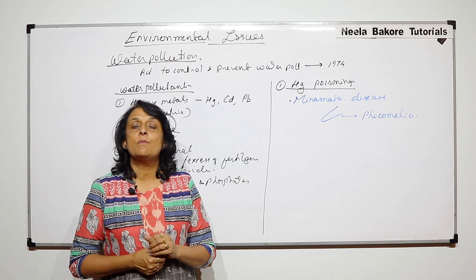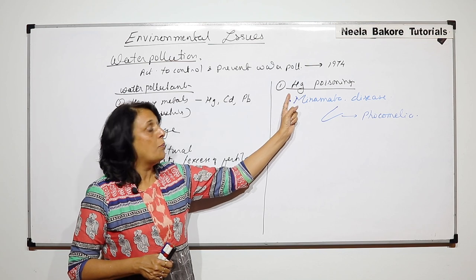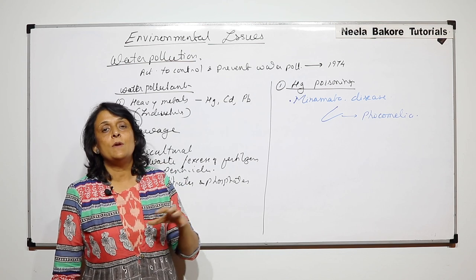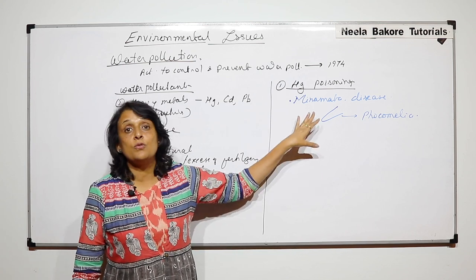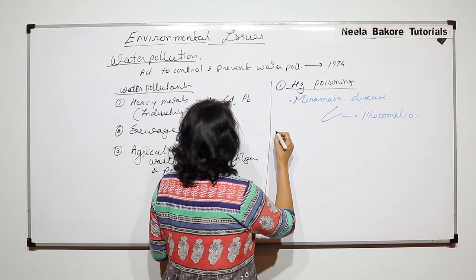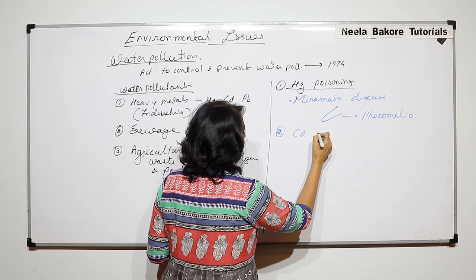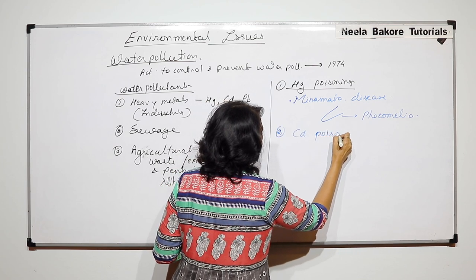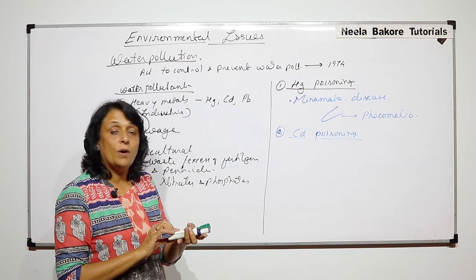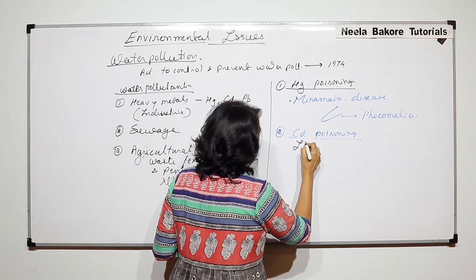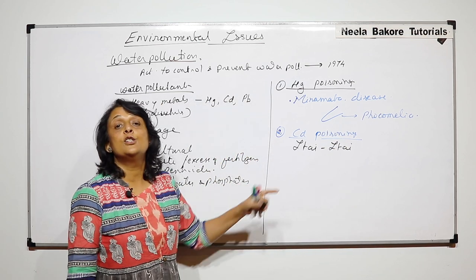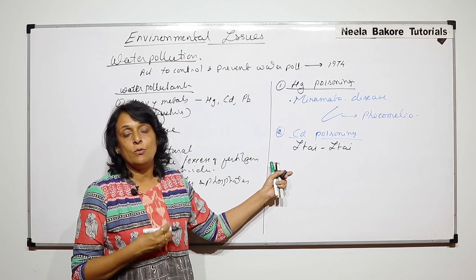All those industries have been stopped, but the poisoning caused by mercury is named after that place from where we actually got to know it for the first time so seriously, and it is called Minamata disease. The second heavy metal poisoning, that is cadmium poisoning. The disease caused by cadmium poisoning is known as Itai-itai. Again, it is a place in Japan from where it was found out.